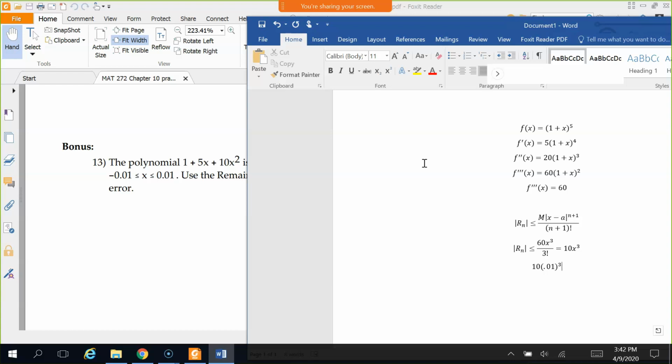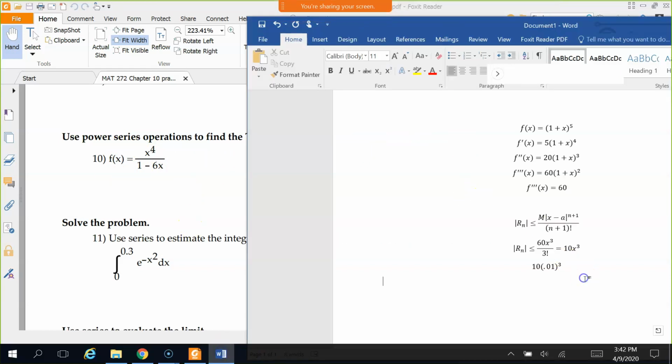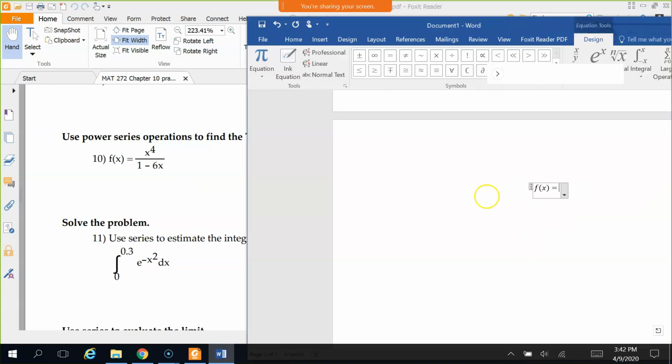Okay, any other homework questions or test questions or test prep questions? Can we do number 10 on the same test we've been working on? Yeah, number 10. Use power series operations to find the Taylor series at x equals 0 for this. Yeah, let me copy down the function. f of x equals x to the fourth.